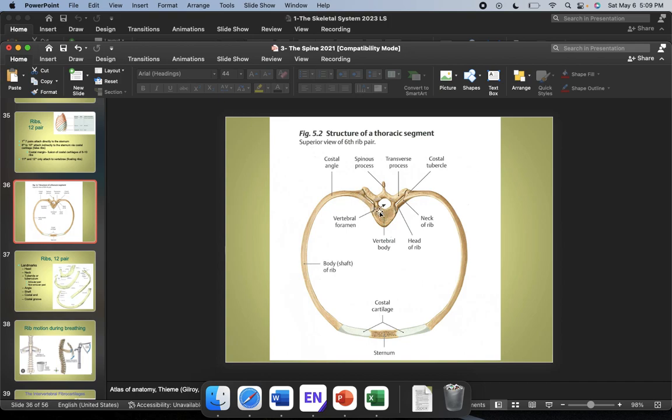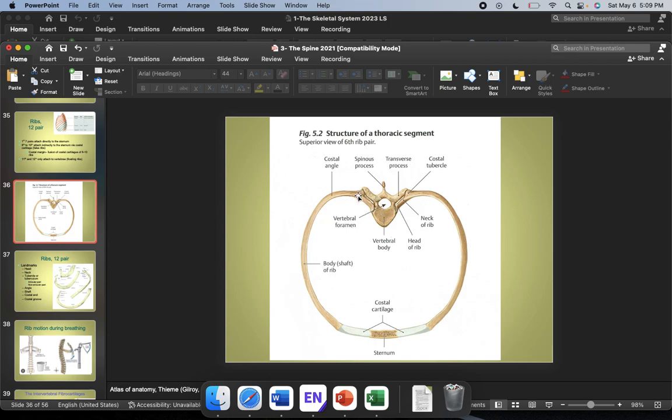At the costovertebral attachment, there's going to be a small amount of movement that occurs here via a plane joint or a gliding joint. So if you'll remember back to our first discussion, this is a synovial joint. These are synovial joints, is what I should say.